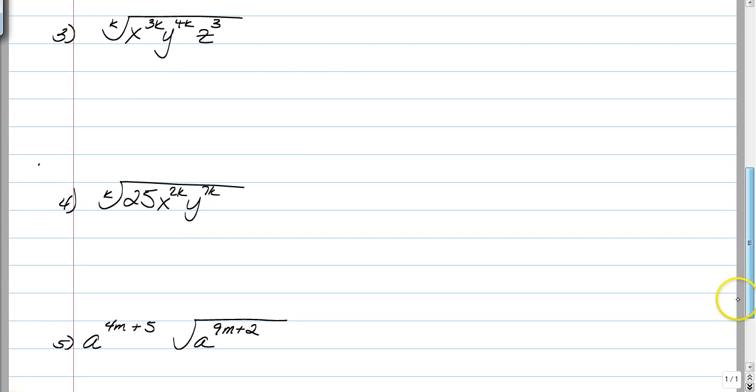So now we have a kth root. Same thought process. How many times does k go into 3k? 3 times. So this is going to just take out an x cubed. How many times does k go into 4k? 4 times. So I'm going to take out y to the 4th. How many times does k go into 3? It doesn't. So we're left with our z cubed inside of our kth root. That's it. Done.